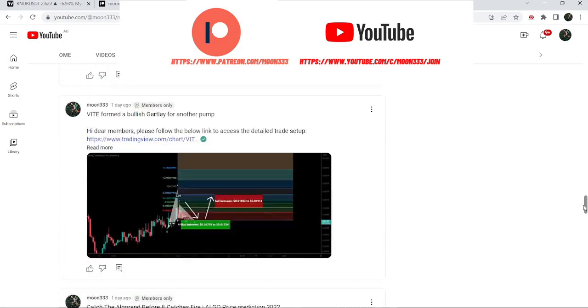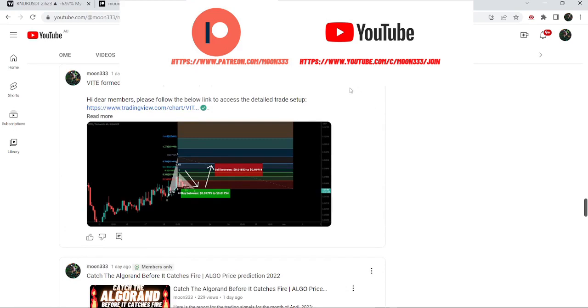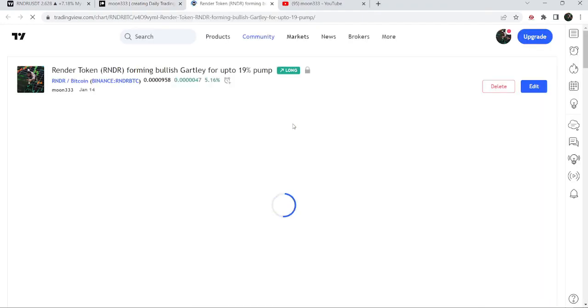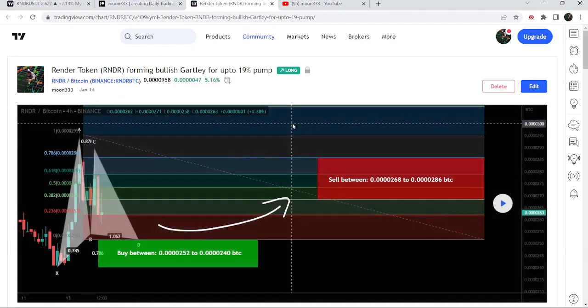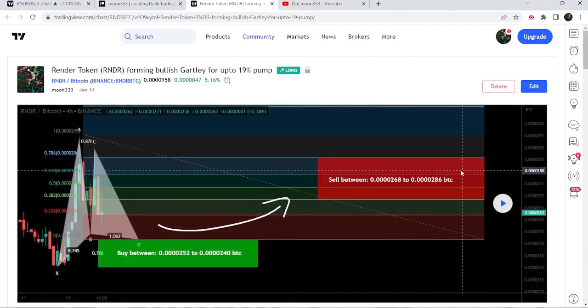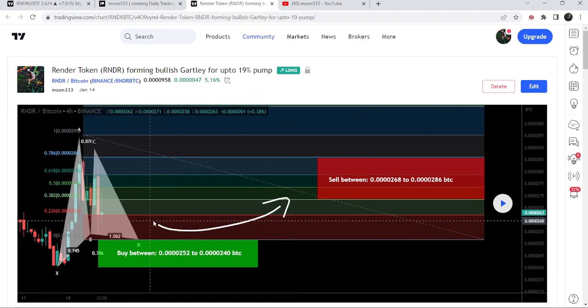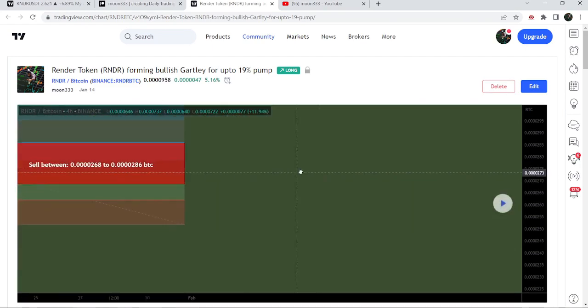Let's start the analysis. First of all, let me begin with my last successful trade setup of Render token that I shared with my members. By the way, I shared this idea on 14th of January 2023. It was a harmonic bullish reversal Gartley pattern that Render token formed with the Bitcoin pair on a 4-hour time frame chart. In fact, it was completing the final leg. Therefore, I told my members that once it drops here, we can expect the next price reversal. And after playing this chart, you can see that the price line completed the final leg of this Gartley move.